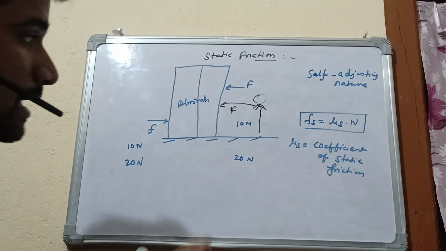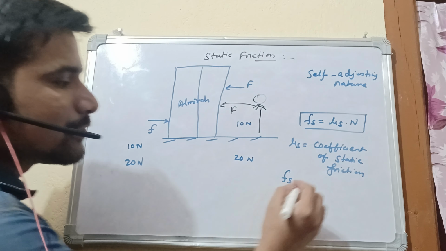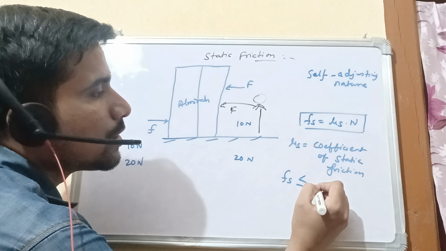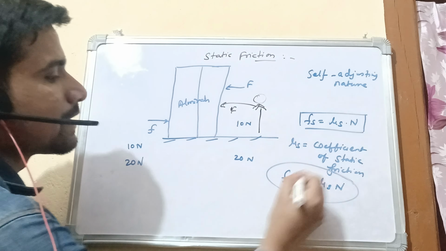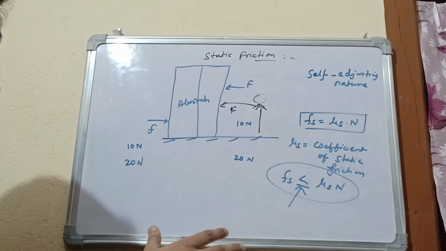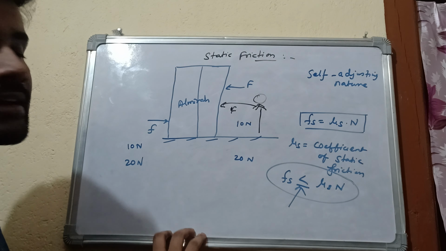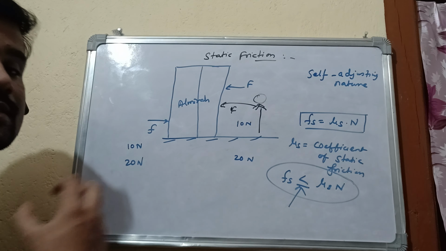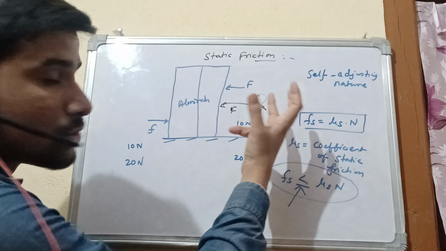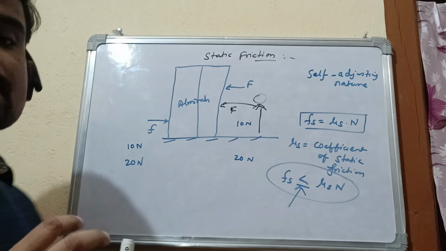Right? And always remember that the static friction magnitude at any instant will always be less than or equal to mu s n. Equal to is the max possible value of static friction. Less than is what we discussed, that static friction will always adjust itself. It has a self-adjusting nature with respect to the force or the effect which is being caused on that body. So this is what static friction is.